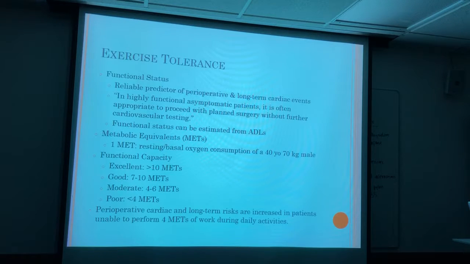It's where we qualify the METs. One metabolic equivalent is the equivalent of the resting basal oxygen consumption for a 40-year-old 70-kilo male. If we're going to say excellent functional capacity, it's a METs of greater than 10, versus poor, which is less than 4. And that's where we need to do a little bit more investigation into the patient's history and functional status.